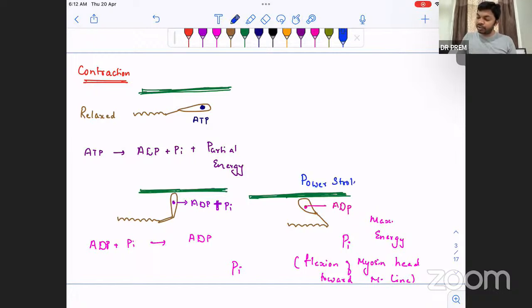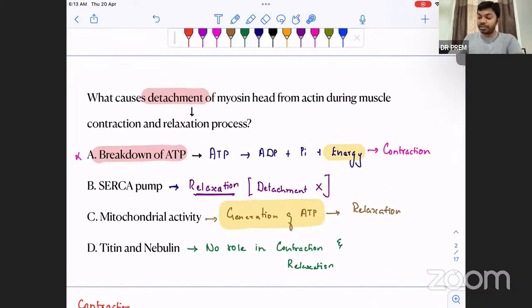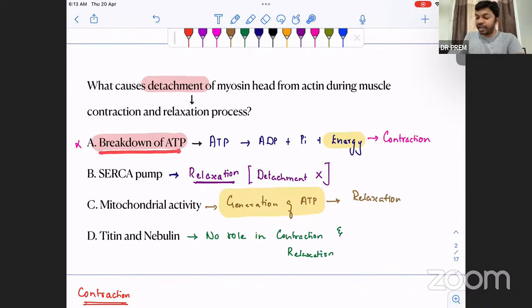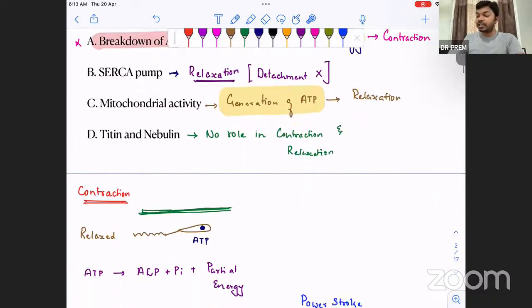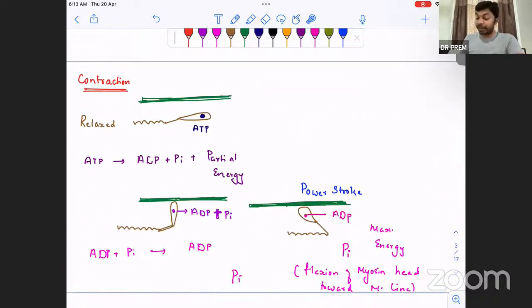So for power stroke to happen, which is the significant part of contraction, we require adenosine triphosphate breaking down into adenosine diphosphate and a molecule of phosphate, and that molecule of phosphate is thrown away. This is contraction. And if you see the option, we see that breakdown of ATP is going to be option A. So when ATP gets broken down, we are going to see contraction process and not relaxation process. So that's first and foremost point, doctors, you need to understand.